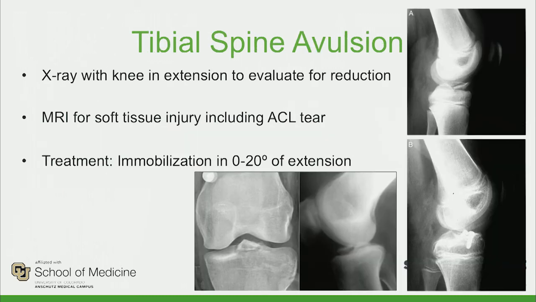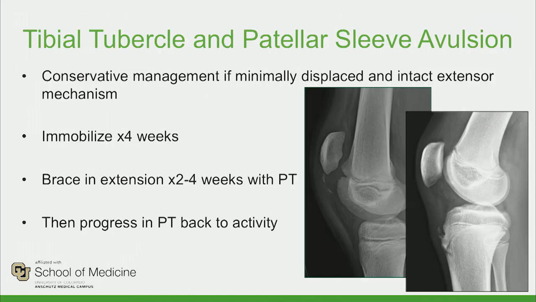Tibial spine avulsion, so these may act like an ACL tear on their mechanism, but you're going to want to x-ray them in full extension if you can, because that's going to tell you if that fracture is reducing or not, and so that will determine if surgery is required. And then that tibial tubercle and patellar sleeve avulsion. So if they cannot straight leg raise, you're going to want to potentially MRI to look for displacement and chondral injury. If it's not fully or far displaced and in a week or two they can straight leg raise, you can mobilize them, then brace in physical therapy, and then progress in PT.